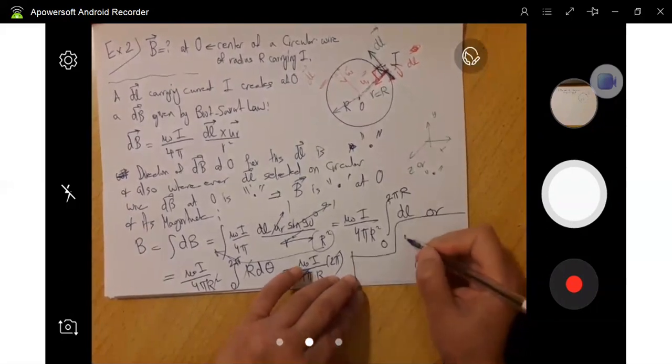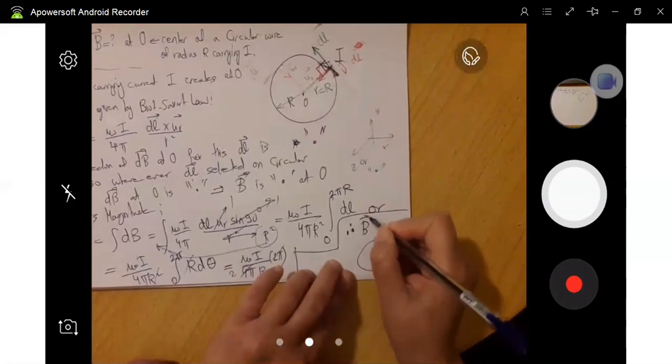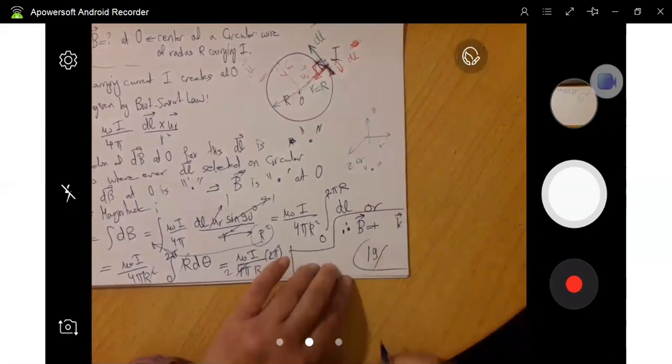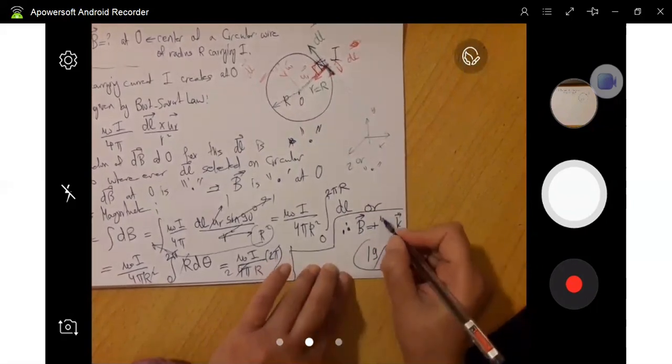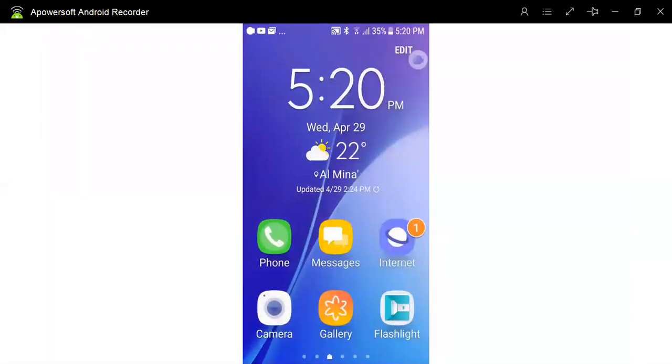Therefore the total B vector is in the plus k direction, and what's left is mu naught I over 2R.